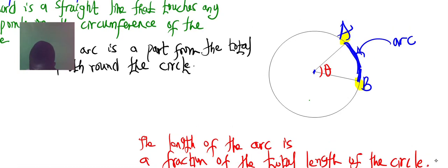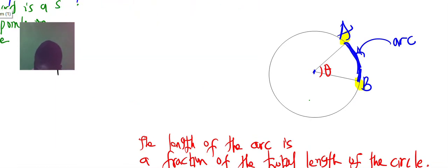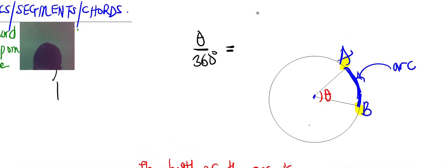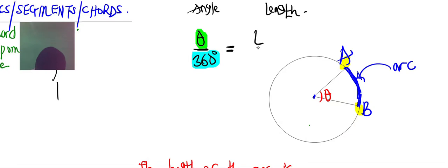So now let's establish a simple proportion to analyze that. If an arc subtends angle theta at the center of the circle, remember that the total angle round the circle is 360 degrees. We are trying to establish a proportion of angle to length. The angle made by the arc is theta, the total angle round the circle is 360 degrees. This will be equal to the length of the arc divided by the total length round the circle, which is 2 pi r.